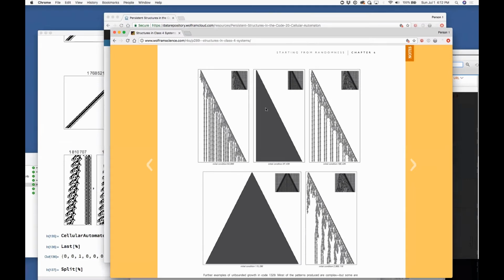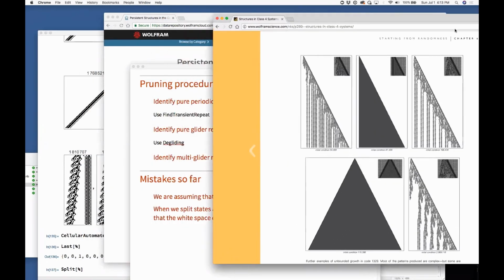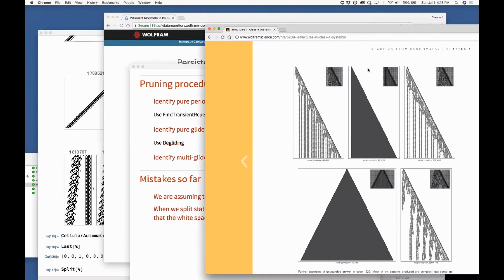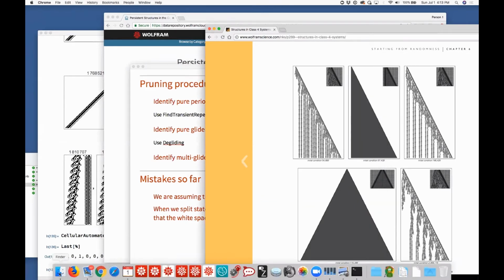Yeah, and I mean these are just totally weird things that I never thought would happen in a rule like this, and that's what probably will happen somewhere in code 20. I mean, one sort of claim might be that in any class 4 cellular automaton, there will eventually be structures that grow without bound. I don't know if it's true. I failed to find it for code 20.